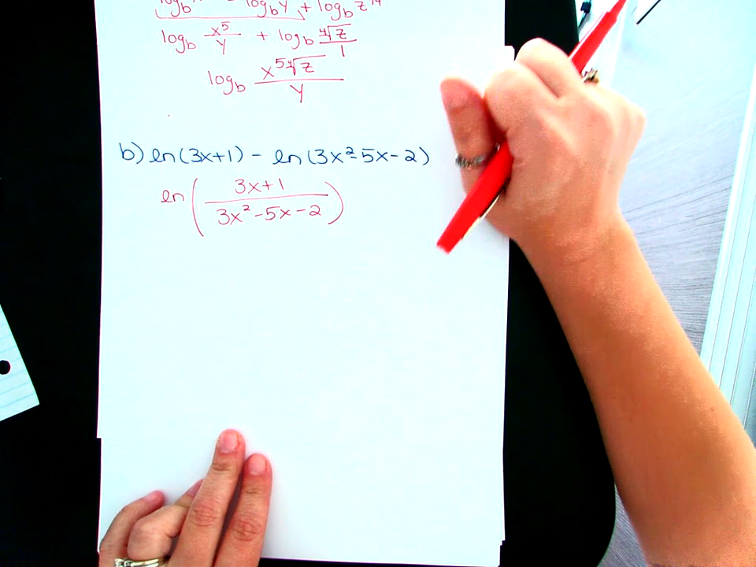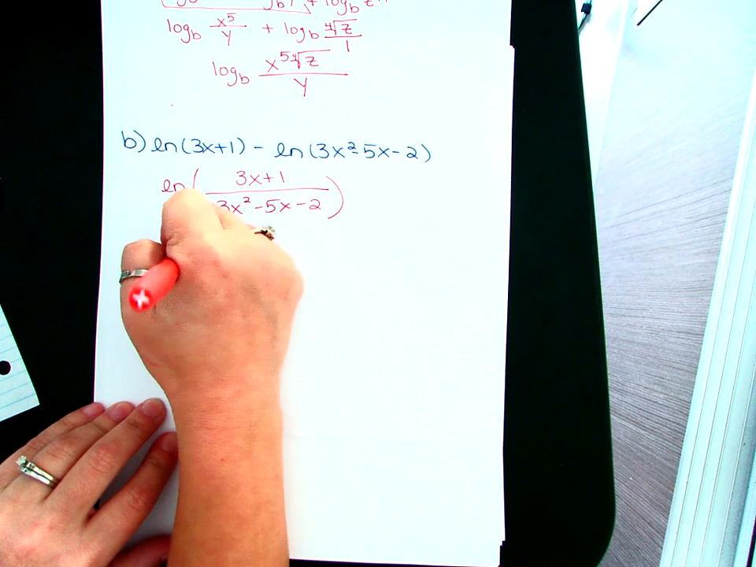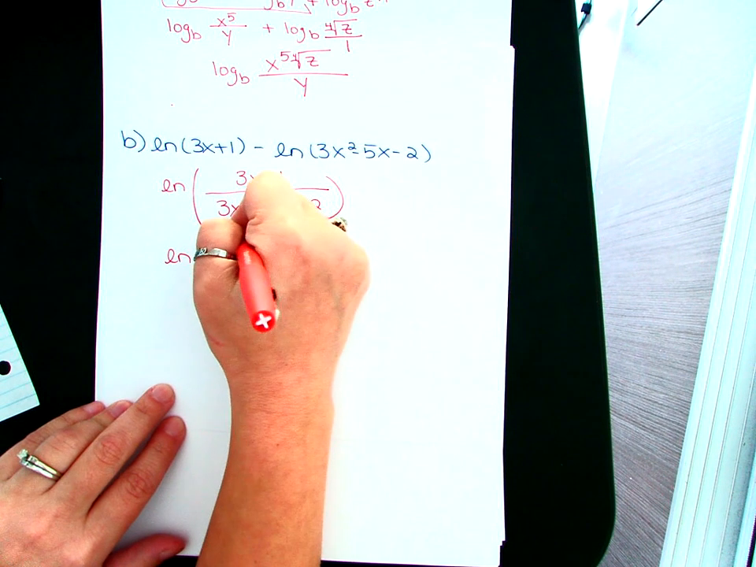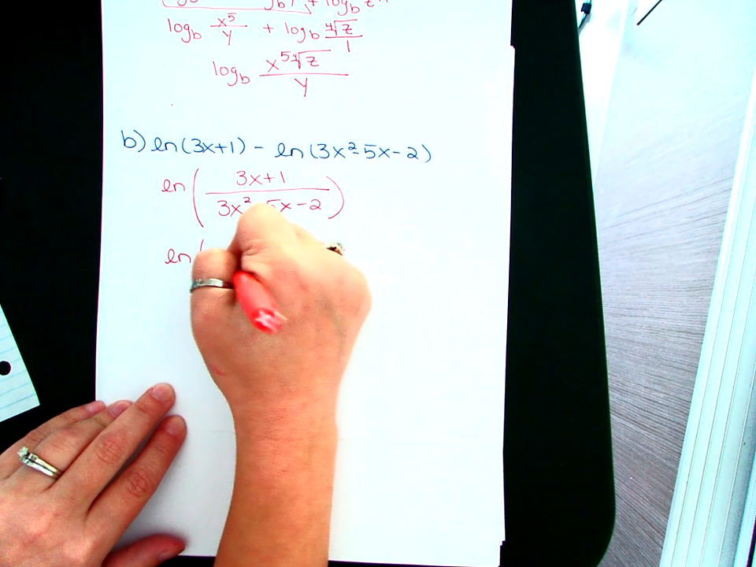So in this case, I would strongly recommend, we have 3x plus 1 on top. Let's see if we can't factor that bottom so that we have a 3x plus 1 on bottom.